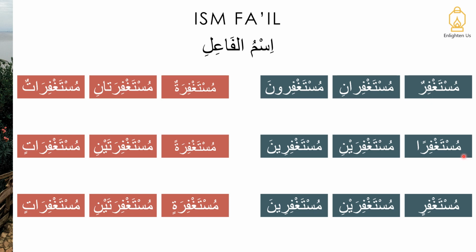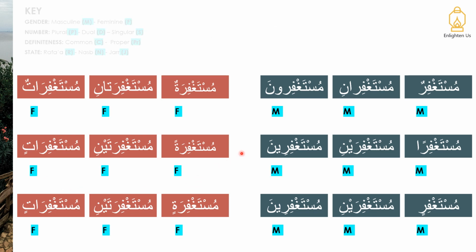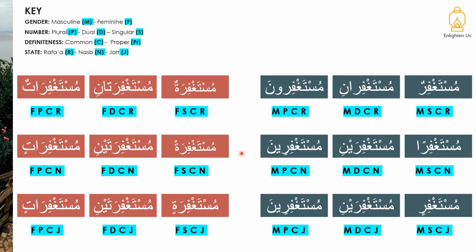So mustaghfirun, mustaghfiran, mustaghfirin, mustaghfirani, mustaghfiraini, mustaghfiruna, mustaghfirina. And now our feminine, mustaghfiratun, mustaghfiratan, mustaghfiratin, mustaghfiratani, mustaghfirataini, mustaghfiratun, mustaghfiratin. Again, let me bring up our key, and again these are the characteristics of each of these isms.